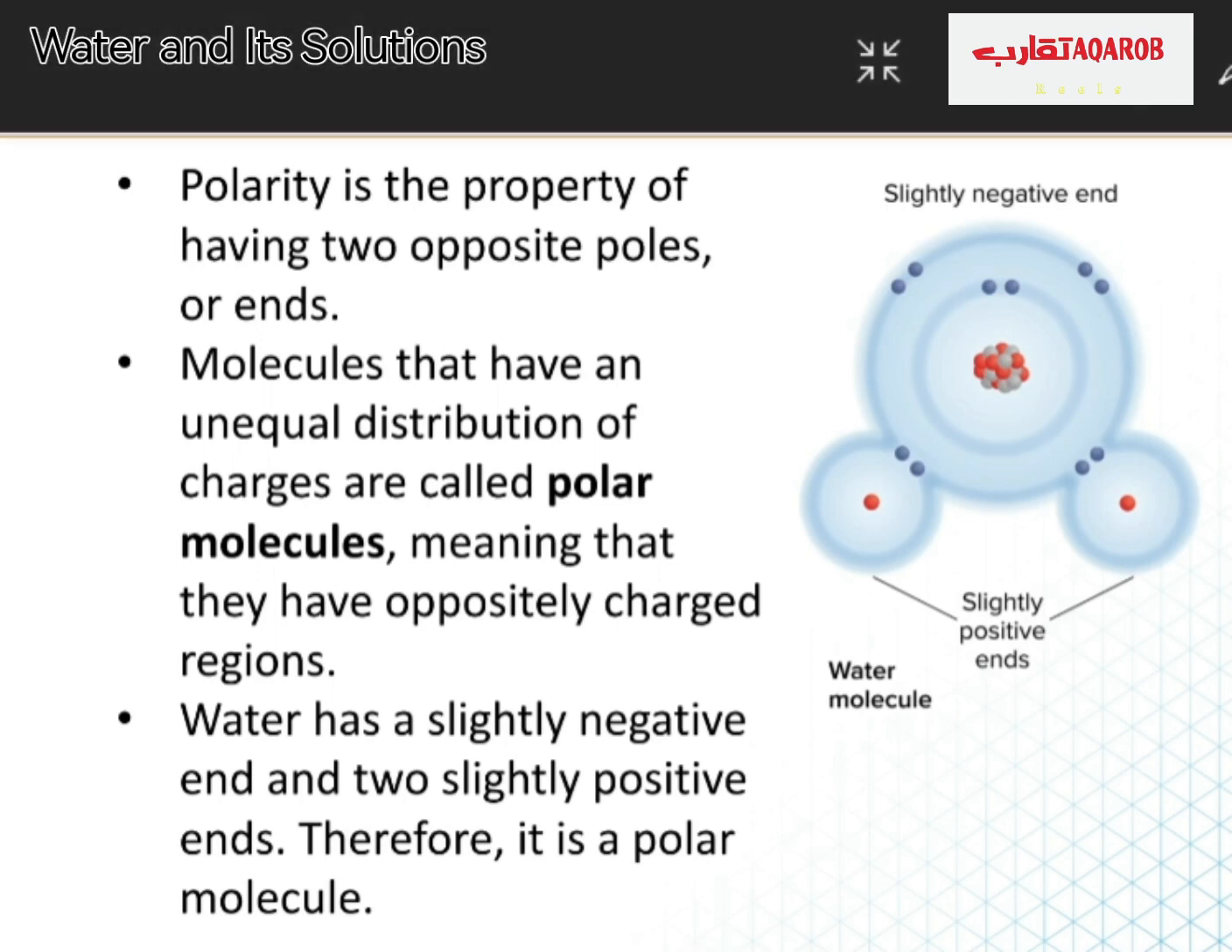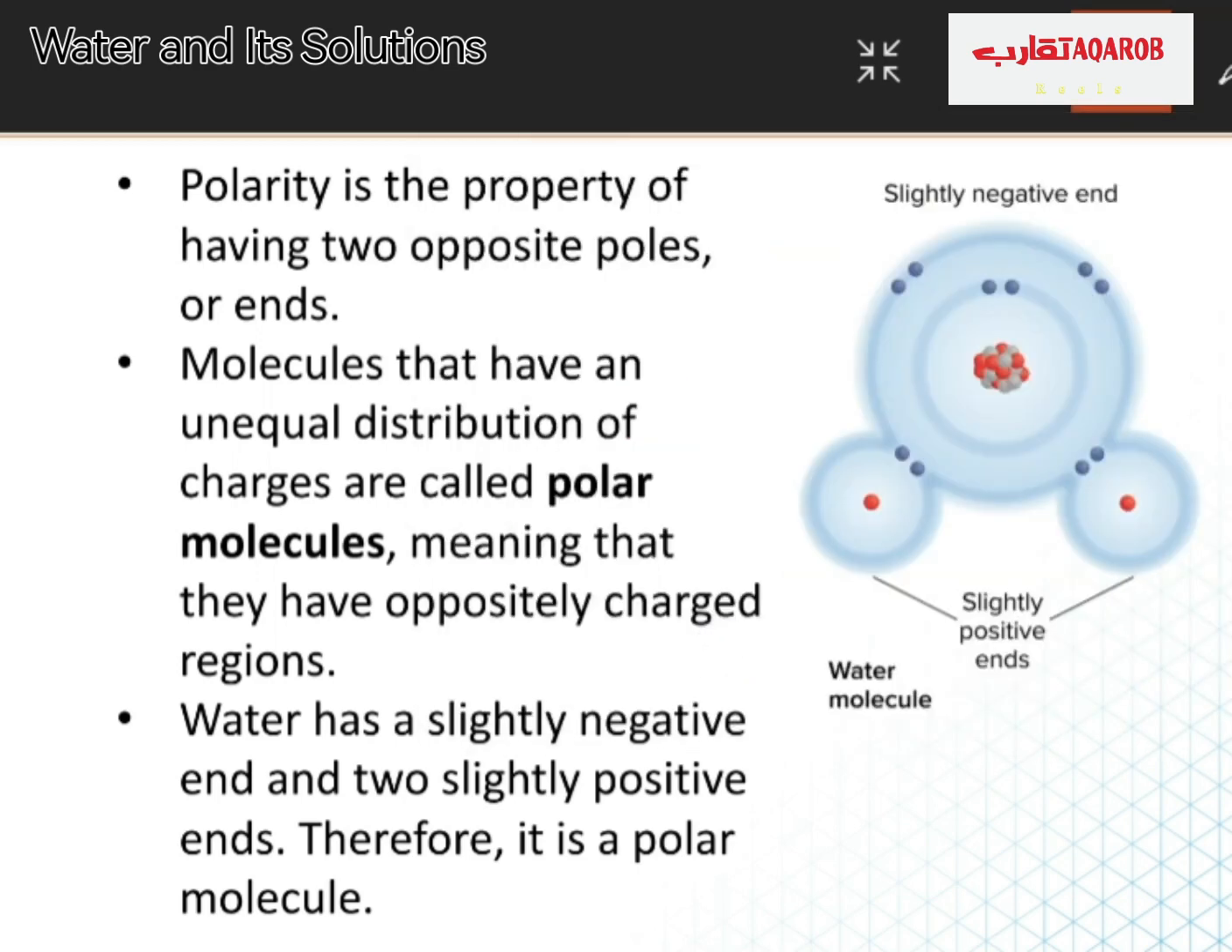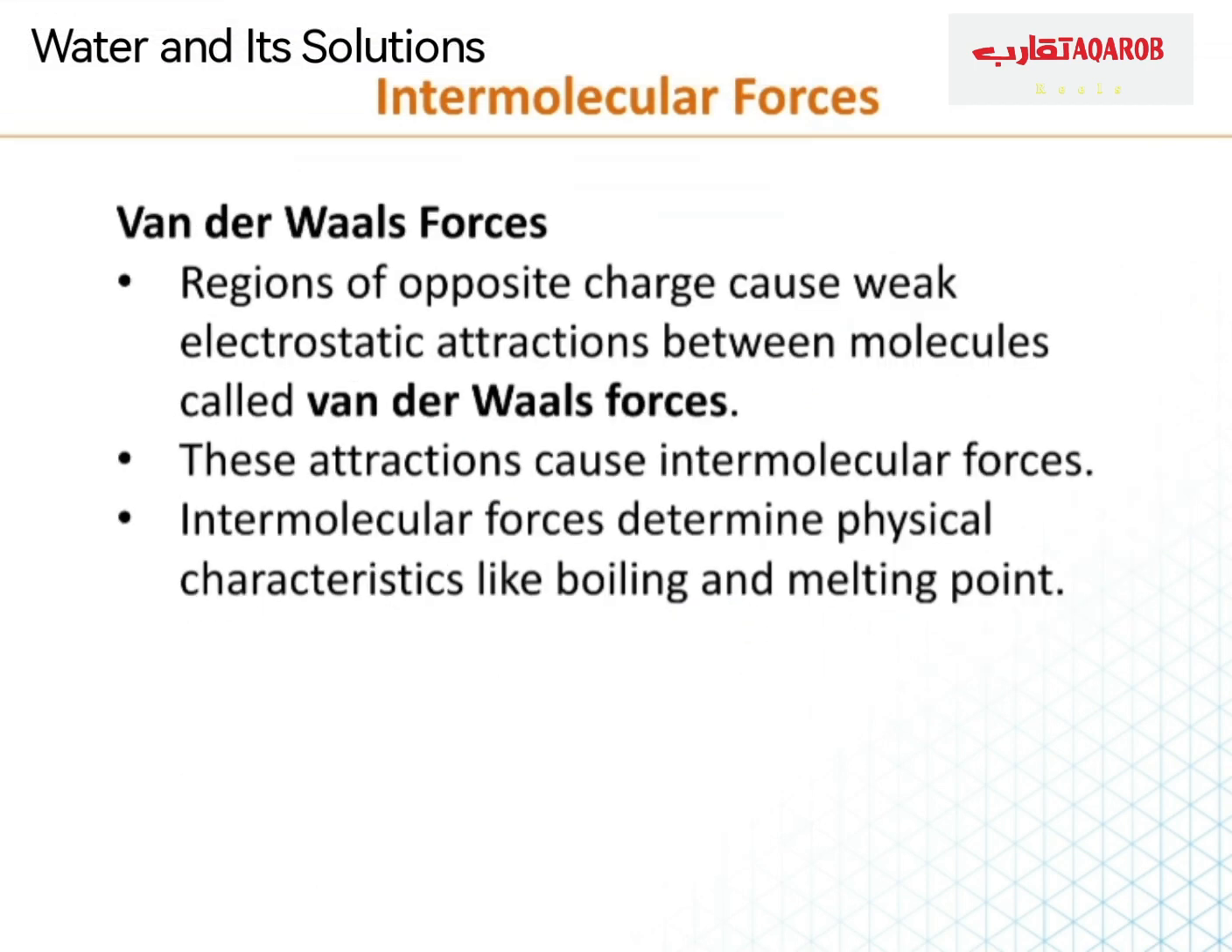Look at the structure of the water. This is the water molecule, this is the oxygen, and here are two hydrogens. The oxygen is slightly negative, and both hydrogens are slightly positive. So we have two different ends, one of them negative and the other positive. So this is a polar molecule.